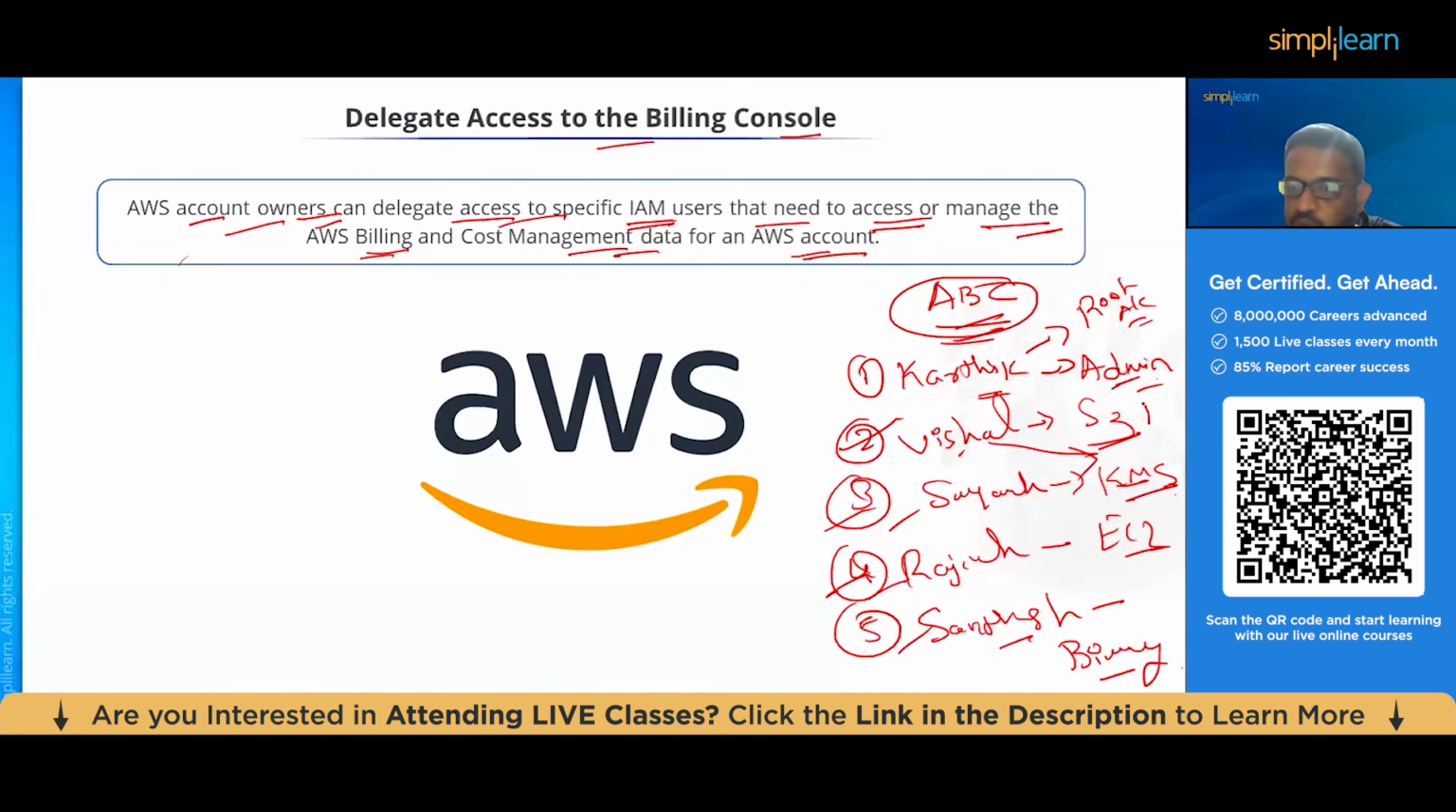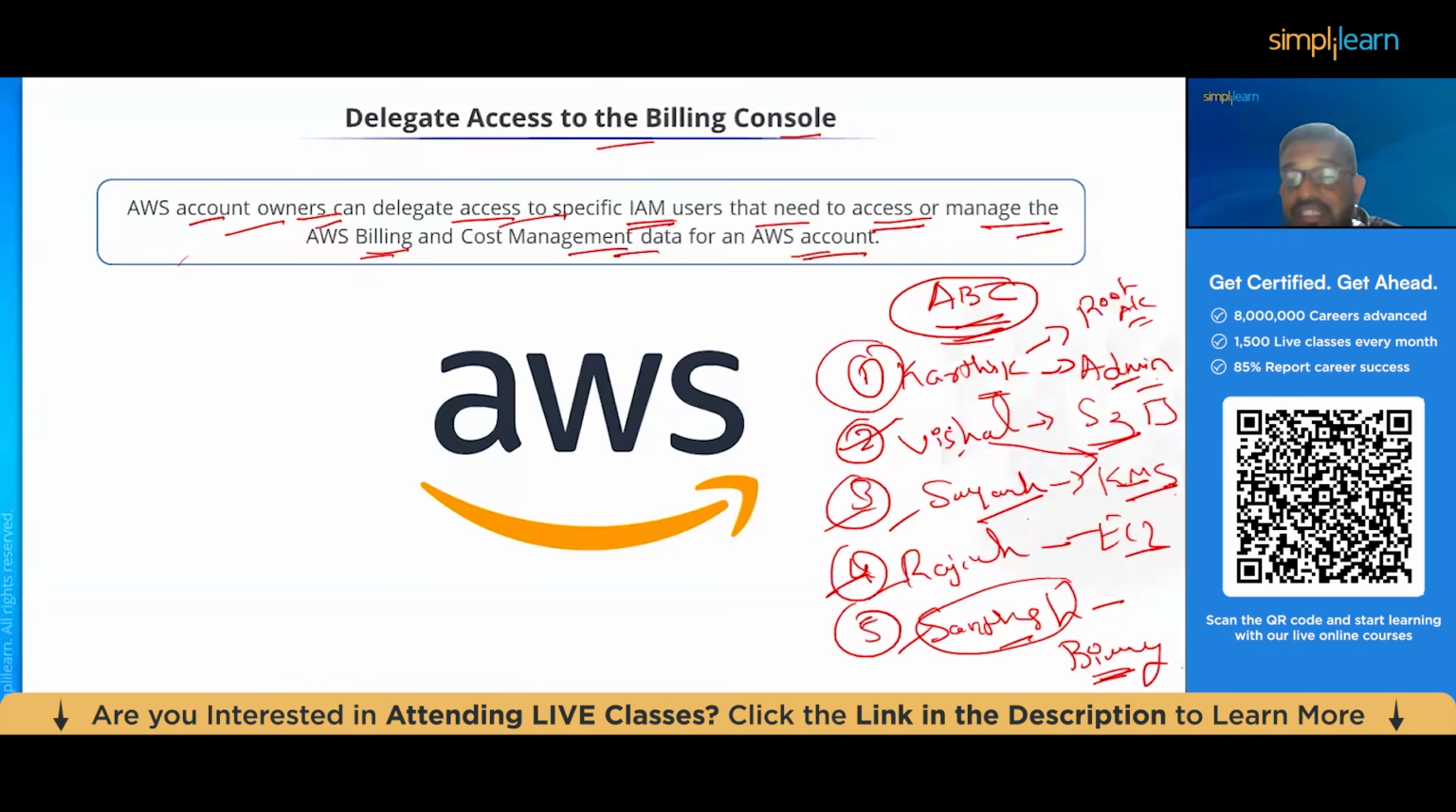Now, Vishal can't access KMS. Not possible, because only the S3 policy is assigned. Same thing, Suyash can't access S3, EC2, or billing information. That is the reason for every IAM user we have explicitly assigned a policy to perform that task. Now, Santosh Kumar is responsible for billing information. So, as I clearly specified by taking your inputs, only Karthik can perform all employees' work.